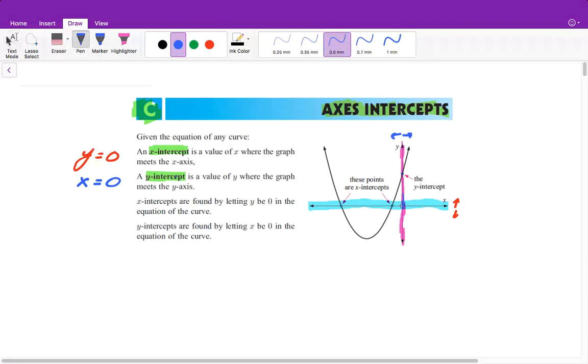Right? So in the beginning, we're just going to find our x and our y-intercepts, and it's really easy. When you're finding your x-intercept, you set y equal to 0. When you're finding your y-intercept, you set x equal to 0. So whatever intercept you're trying to solve for, you set the other variable equal to 0 and then solve. All right, so let's do a couple examples.